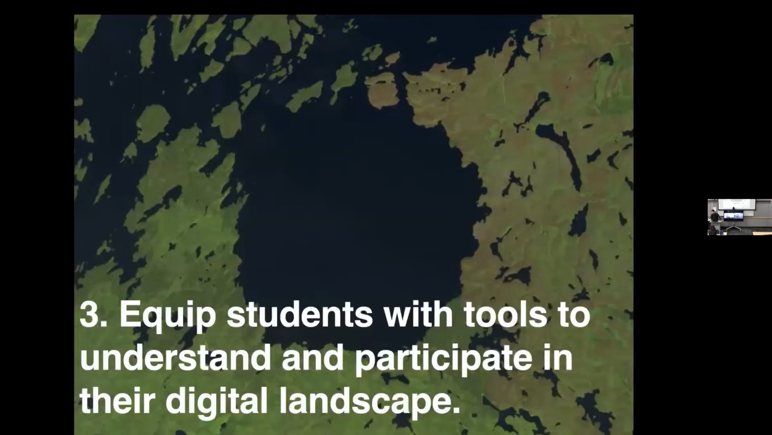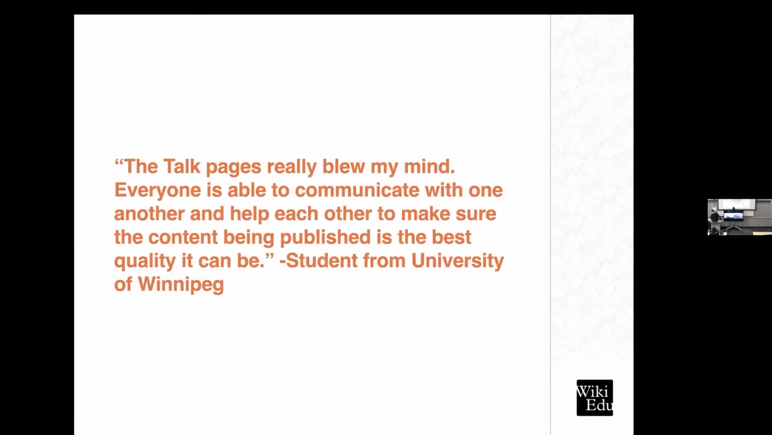Thirdly, you're going to get a chance to equip your students with tools to understand and participate in their digital landscape. A significant part of the assignment is achieved through class collaboration and with the peer review exercise. Students can review first drafts of their peers and also interact with other Wikipedia editors outside of the classroom. One student said, the talk pages really blew my mind. Everyone is able to communicate with one another and help each other to make sure the content being published is the best quality it can be.